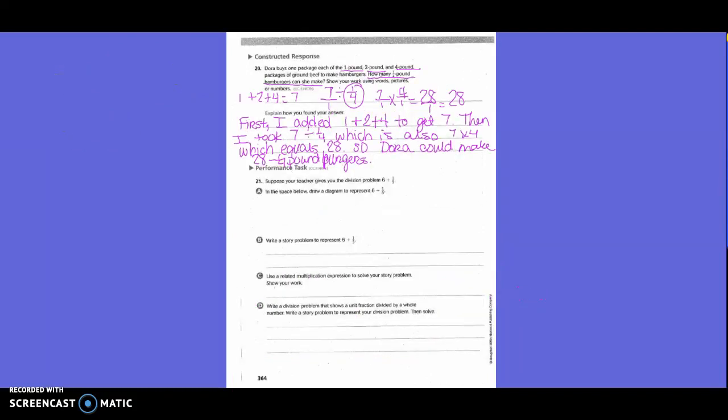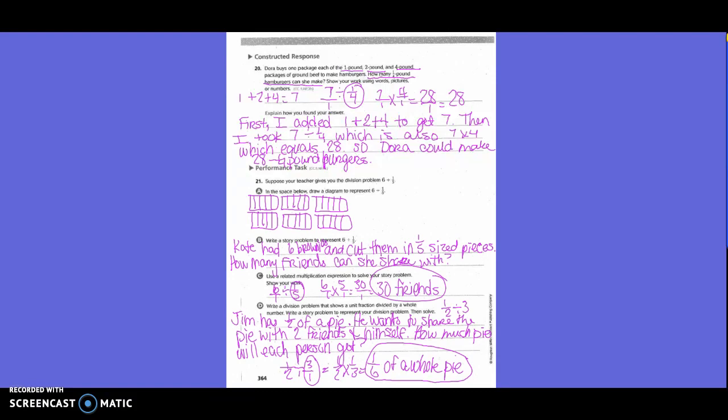Constructed response. Dora buys 1 package each of the 1 pound, 2 pound, and 4 pound packages of ground beef to make hamburgers. How many 1/4 pound hamburgers can she make? You can show your work using words, pictures, or numbers. So we showed our work up here, and then we described what we did. Explain how you found your answer. First, I added 1 plus 2 plus 4 to get 7. Then I took 7 divided by 1/4, which is also 7 times 4, which equals 28. So Dora can make 28 1/4 pound burgers.